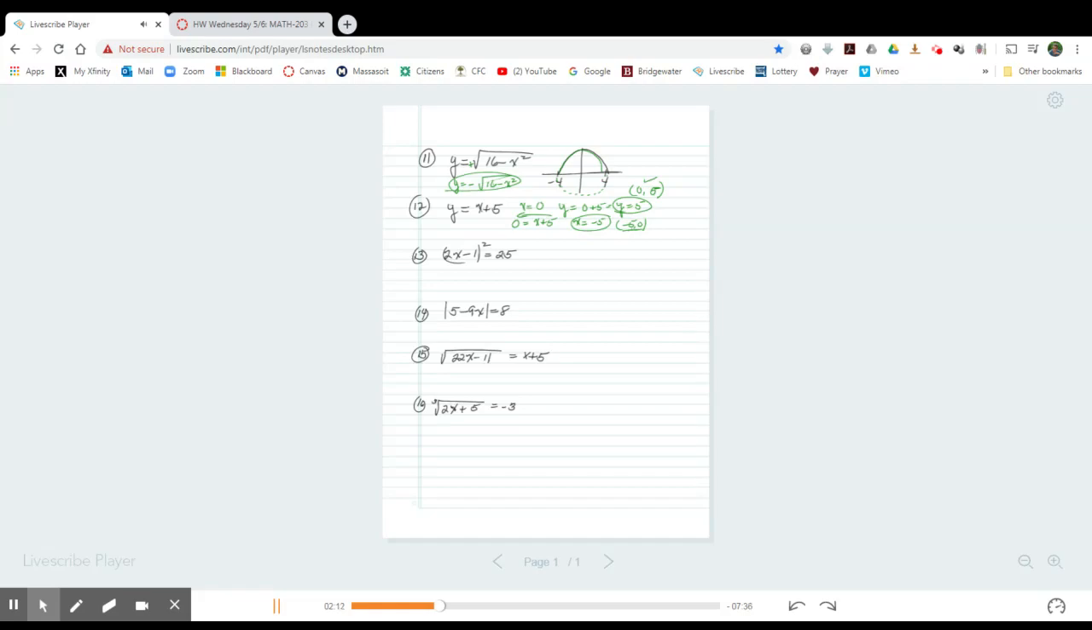You want the y-intercept, let x be 0. You want your x-intercept, let y be 0. Or simply graph it and see where the line cuts across the x and the y-axis.